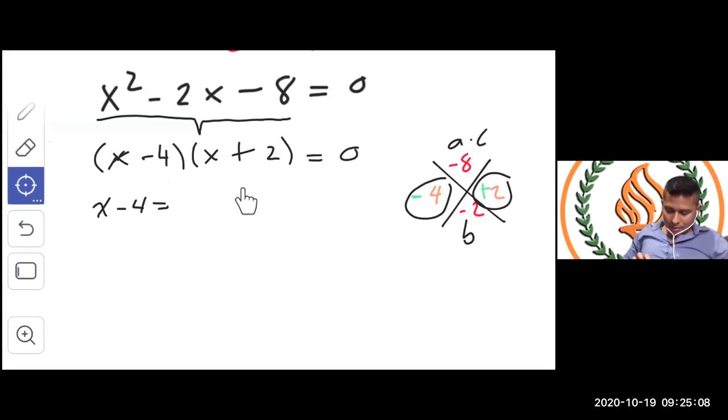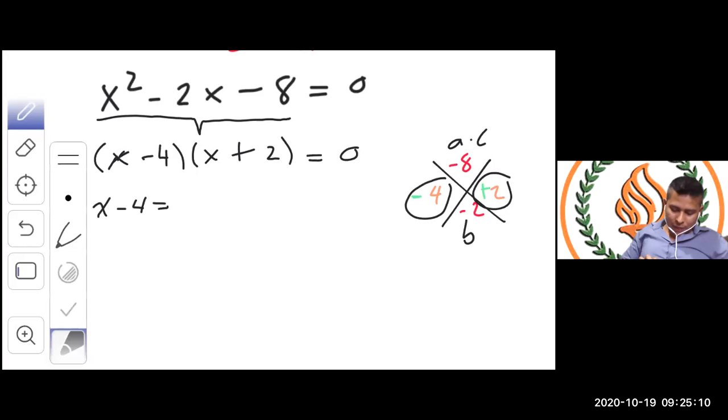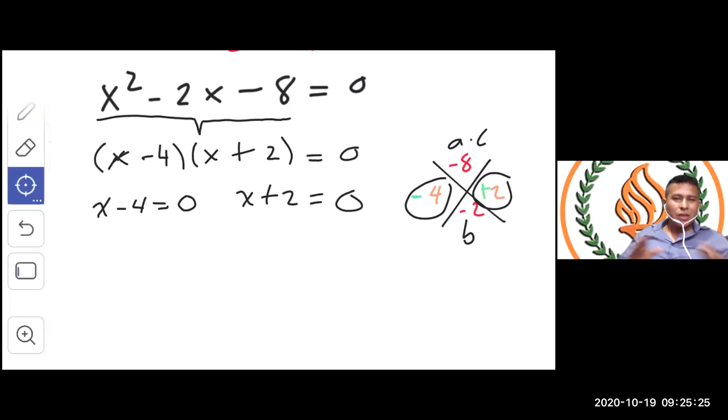Equals to what? 0. Equals to 0, okay. And you have to take the second one, that is this, equals to what? x plus 2, that is going to be equals to 0. Okay, just that, and solve for x. Just solve for x. Leave the x completely alone. That's your goal.